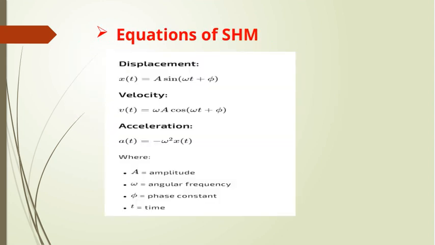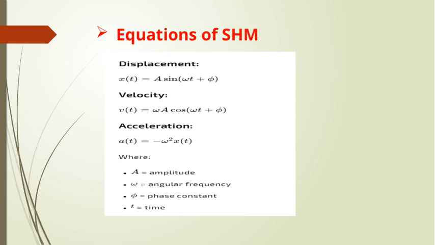Let's take a closer look at the equations of simple harmonic motion. These equations are fundamental because they mathematically describe how an object moves when it oscillates back and forth in simple harmonic motion. The key idea is that the motion is sinusoidal, meaning it follows a sine or cosine pattern.